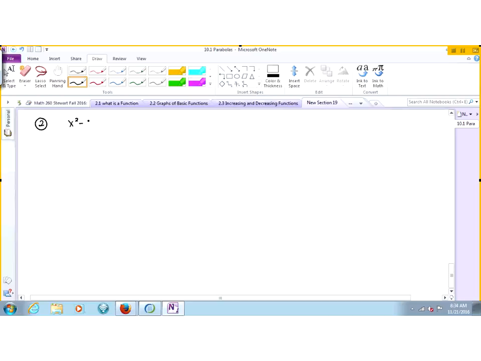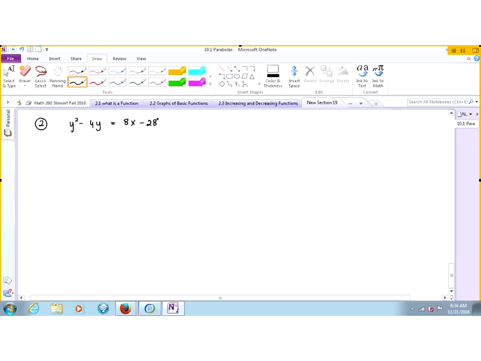Now, what about this? X squared minus 4x. Maybe I should change it because we didn't do the y. Sorry. Let me change the question. So y squared minus 4y is equal to 8x minus 28.